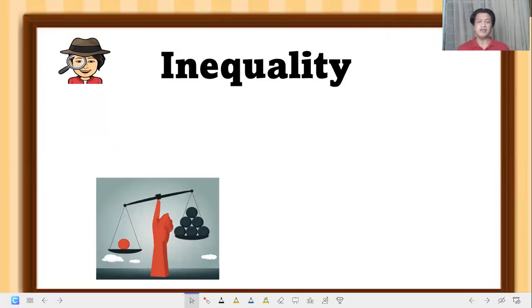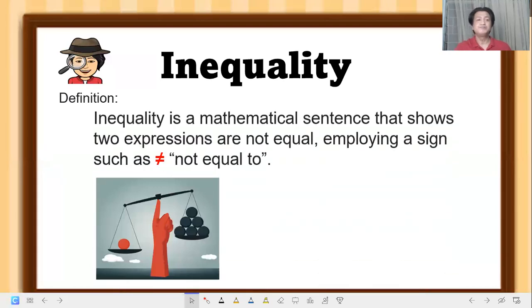Kung mapapansin po natin, ito po yung ating figure to represent inequality. Okay, so meaning to say, hindi po pantay yung nasa left side tsaka right side of the inequality. The definition states that inequality is a mathematical sentence or statement that shows two expressions are not equal. Take note of the word not equal. Therefore, employing a sign such as this symbol, this means that this is not equal to.